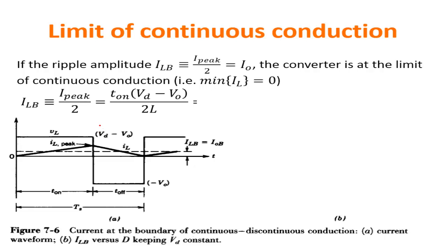What is this I peak? This I peak is what we before called delta I. So if we compute it during the T on part of the period, it's T on times Vd minus V0 over L. And then we have to divide it by 2. We bring this 2 from the previous expression. This is the delta I that we had computed before.